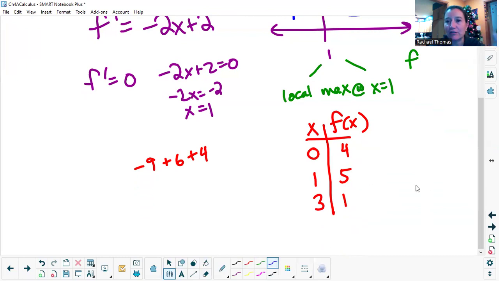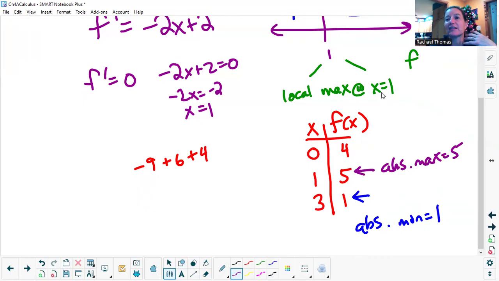My max and min are going to be one of these, and I just have to pick. What is the absolute smallest number on this list? Right there, the absolute min equals 1. What is the absolute largest number on this list? Right there, the absolute max equals 5. That's exactly what I expected, because I decided there was a max at 1, but now I've confirmed it is the absolute maximum value. And this one is not an absolute max or min, and it's not a critical point, so I'm going to cross it off.